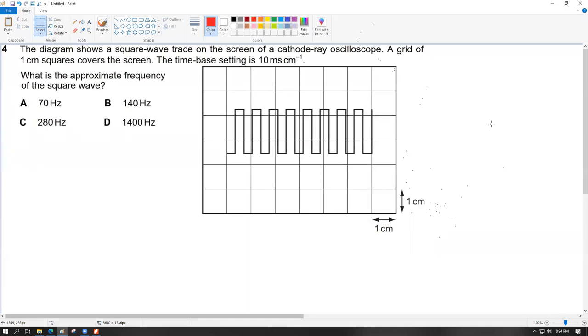The diagram for the square wave test on the screen of a cathode ray oscilloscope. A grid of 1 cm squares covers the screen. The time base setting is 10 milliseconds per centimeter. What is the approximate frequency of the square wave? Approximate frequency they are looking for.